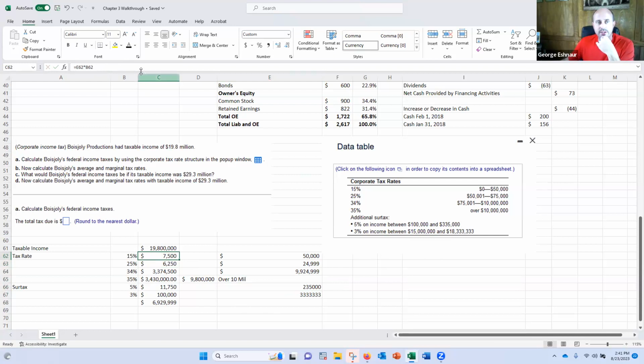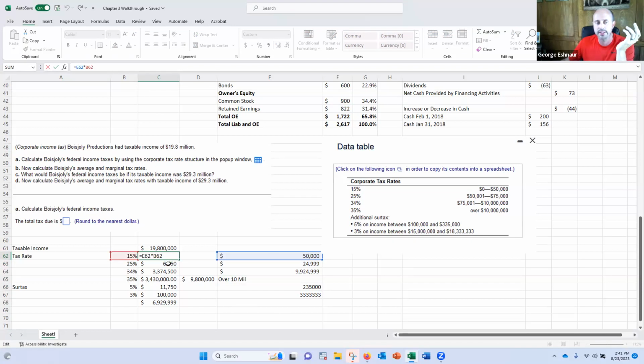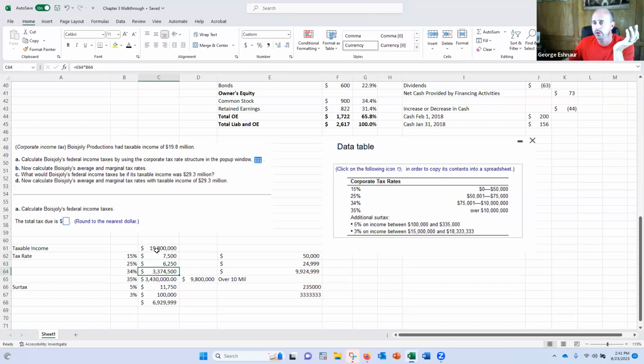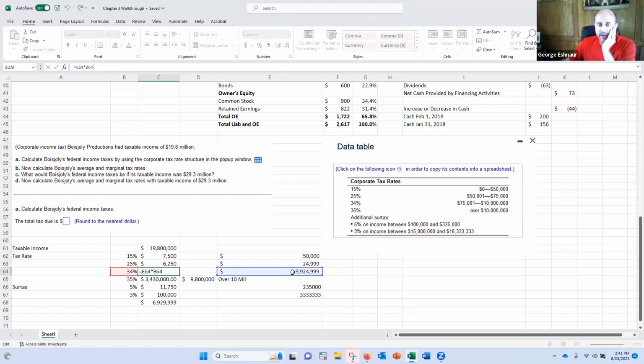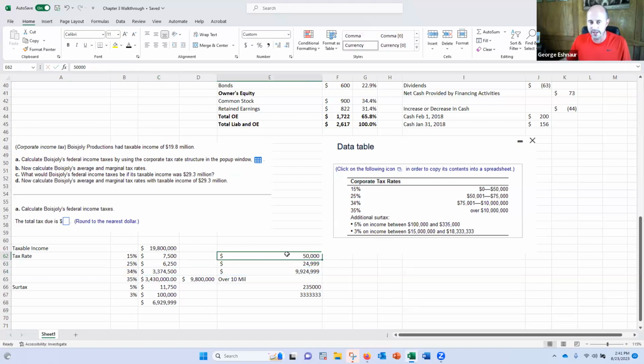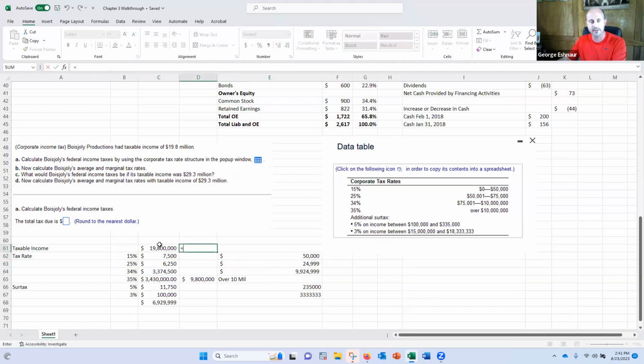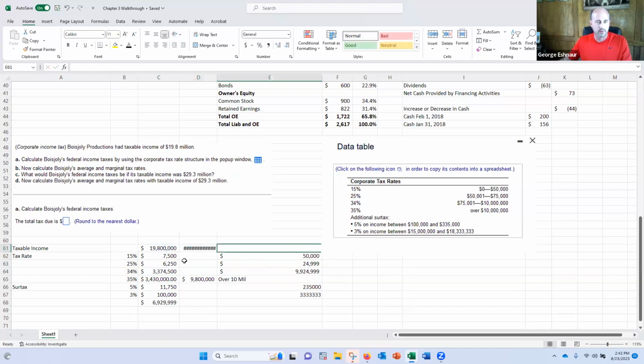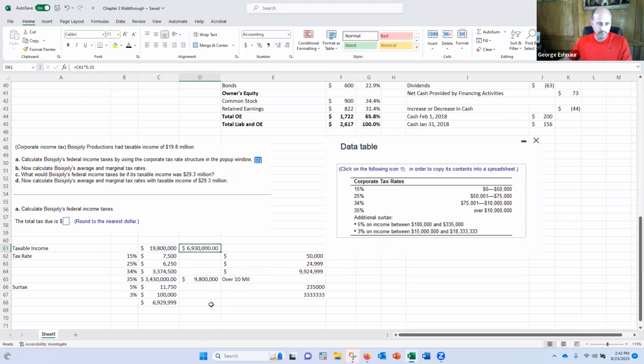So what I did is I just took 15% times 50,000, and I did that here as well. Since they made up to 10 million, I just went ahead and did the remainder. So we took 34% of this amount of their income. You have to take these out each time. That's why I broke it up this way. If we just did 35% on the flat amount, it's pretty close because it's their average.